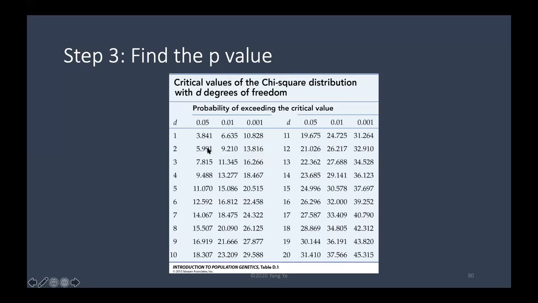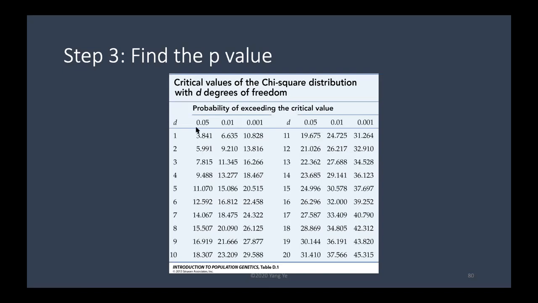So you can see that in order to reach, for degrees of freedom of 2, if you want to exceed the critical value, you need a chi-square of 5.99 in order to reach the critical value at an alpha level of 0.05. So that's the critical value. So 1.7 is not larger than this critical value. Therefore, p is larger than 0.05, and therefore it's not significant.